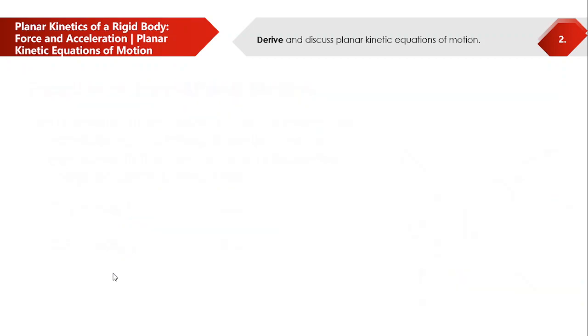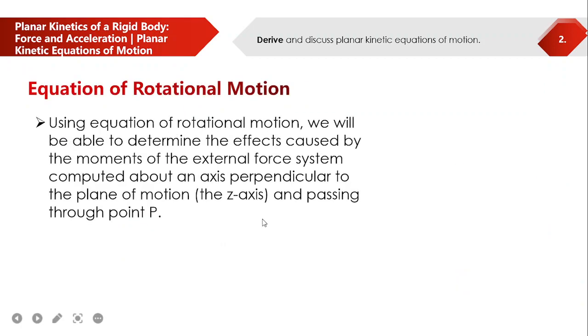Using the equation of rotational motion, we will be able to determine the effects caused by the moments of the external force system computed about an axis perpendicular to the plane of motion, the z-axis, and passing through point P. We can use our earlier equation, all external forces equal mass times the center of mass acceleration, to determine these effects.